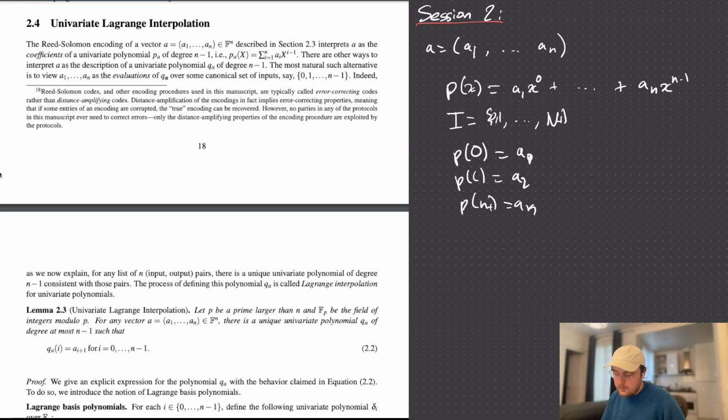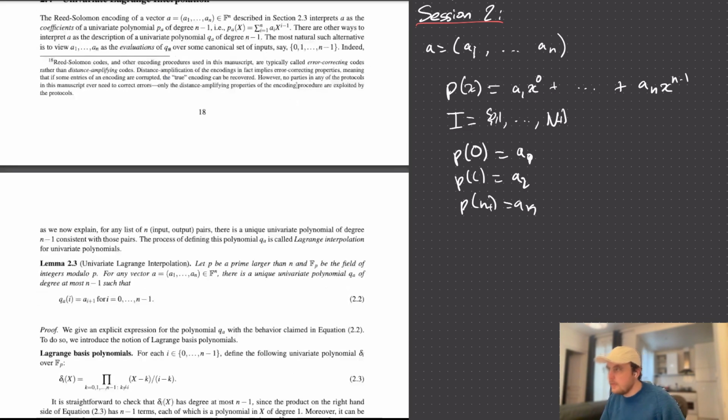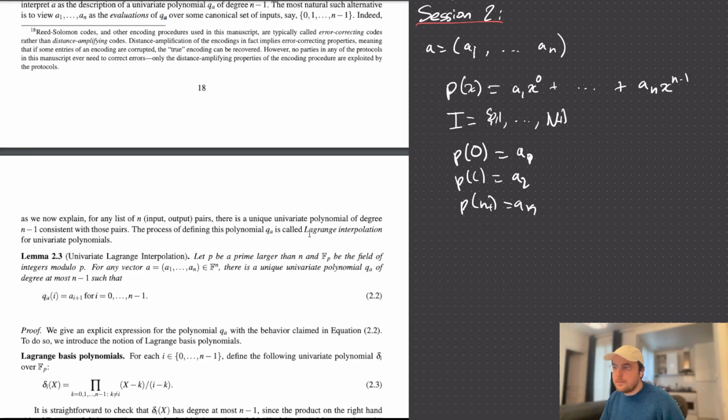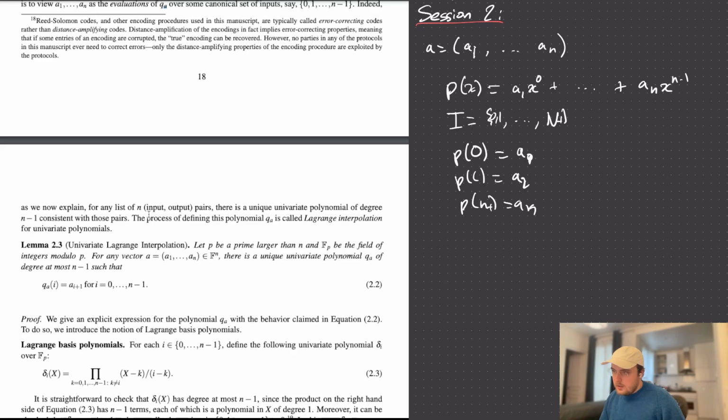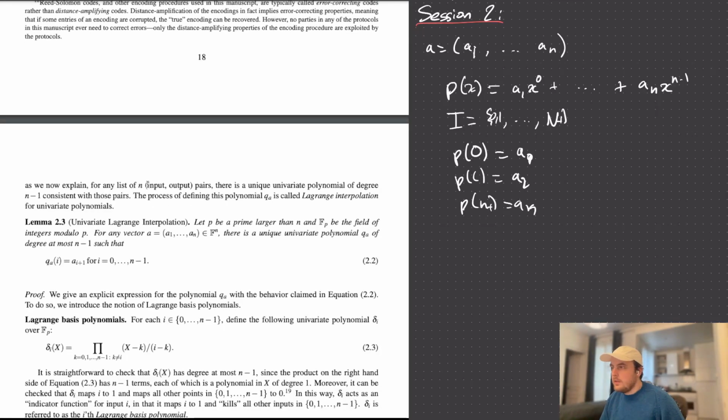So it's what we saw last time. That's what they're saying here. As we now explain, for any n pairs of input output, there is a unique univariate polynomial of degree n minus 1 consistent with those pairs. The process of defining this polynomial Q of A is called Lagrange interpolation for univariate polynomials.